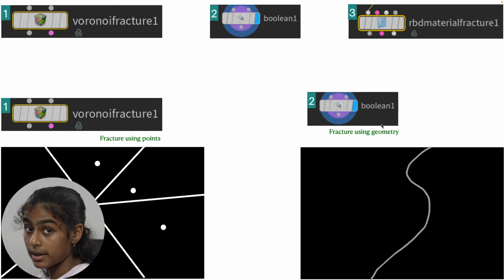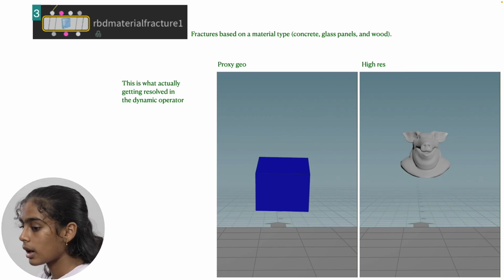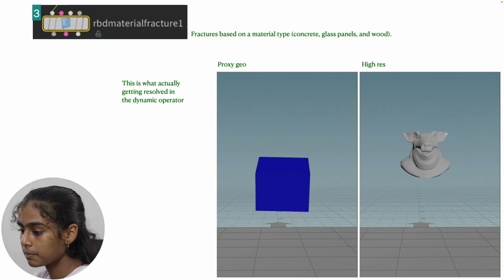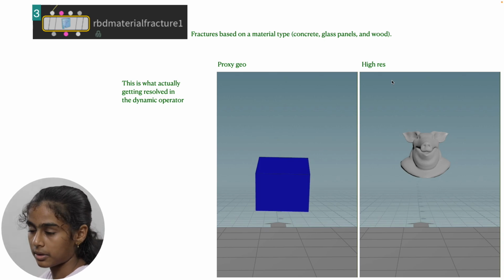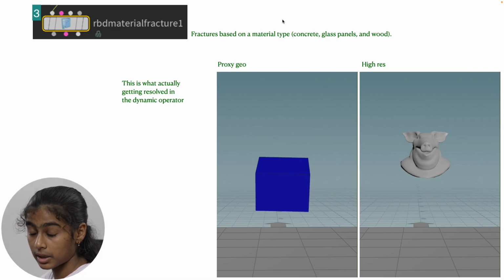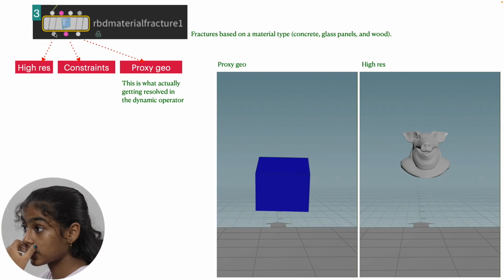In order to get the best of both the Voronoi Fracture and the Boolean, we use the RBD Material Fracture. What the RBD Material Fracture does is it fractures based on the material type that we give. So it can be either concrete, glass, wood, etc. Depending on what we want it to fracture like, depending on the material type we give, it's going to fracture accordingly.